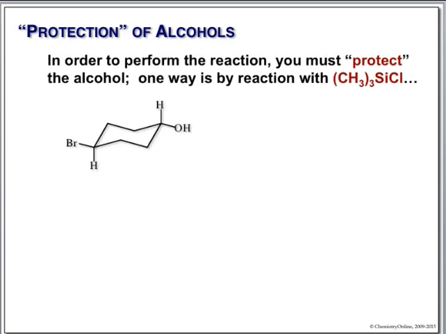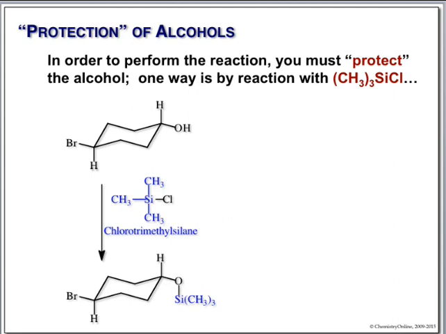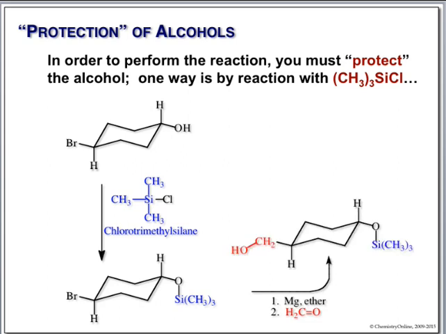The first is trimethylsilyl chloride. If we take this compound and react it with trimethylsilyl chloride, the OH group will attack the silicon and we will form a silicate ester. This is unreactive for Grignards. So we do this and we make our intermediate compound. Now we can convert this into a Grignard, magnesium ether and formaldehyde, and we've made our compound.